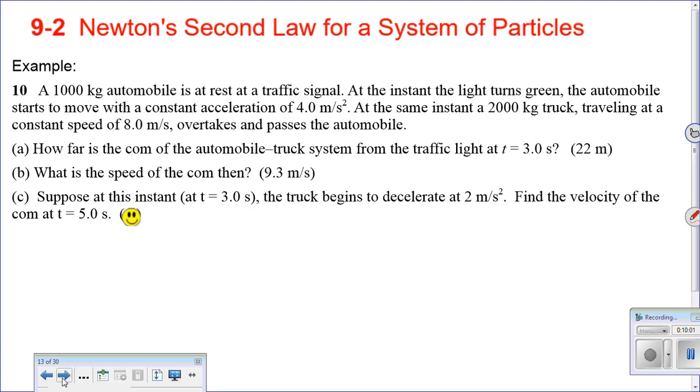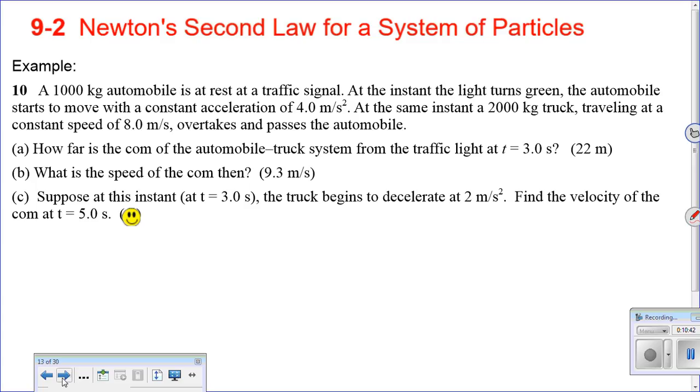We've got a 1,000 kilogram automobile, which is at rest at a traffic signal. At the instant the light turns green, the automobile starts to move with a constant acceleration of 4 meters per second squared. At the same instant, a 2,000 kilogram truck traveling at a constant speed of 8 meters per second overtakes and passes the automobile. So at the beginning of the problem, both objects are at the same location. The automobile is going to start from rest and speed up, and at that exact same instant, the truck is already moving. Follow? Based on that, we need to figure out these questions.